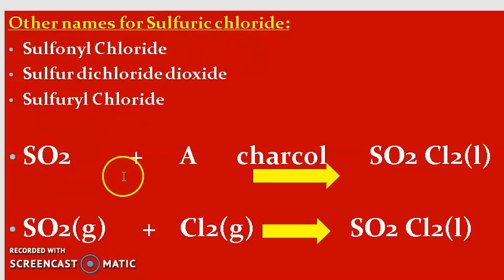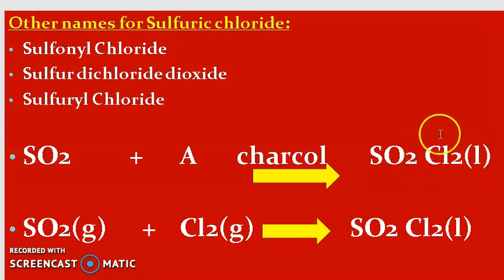Here we have sulfonyl chloride, that means SO2Cl2, which is in the liquid form. In the question they have mentioned SO2, that means sulfur dioxide reacts with molecule A in the presence of a catalyst. You have studied this in the 12th standard, in the properties section of sulfur dioxide, where it is mentioned that sulfur dioxide reacts with molecule A in the presence of a catalyst to give SO2Cl2.